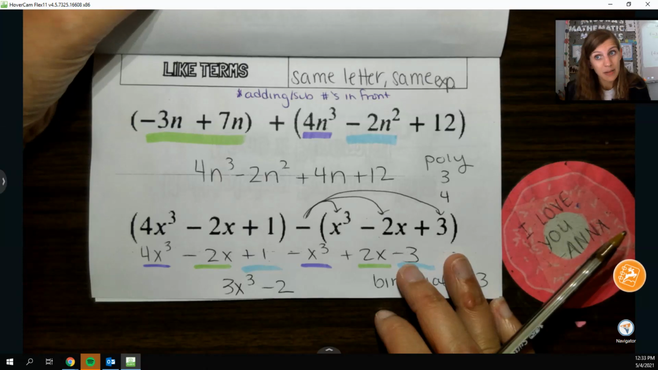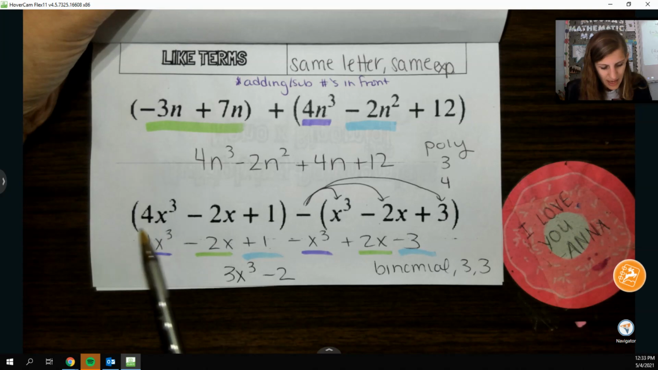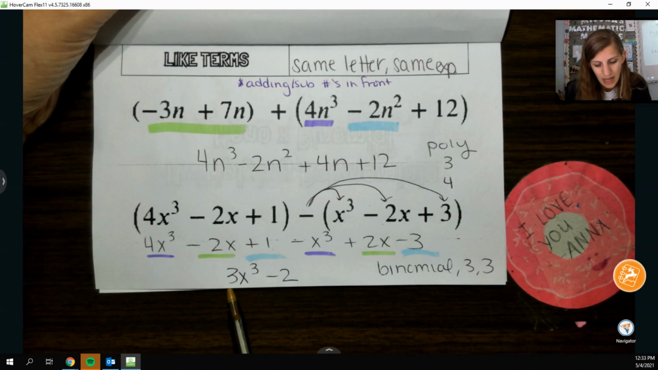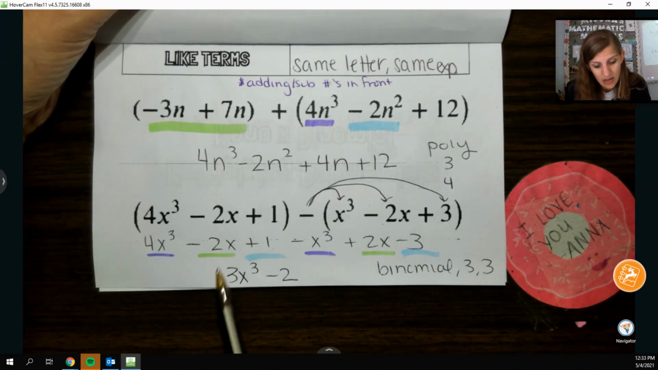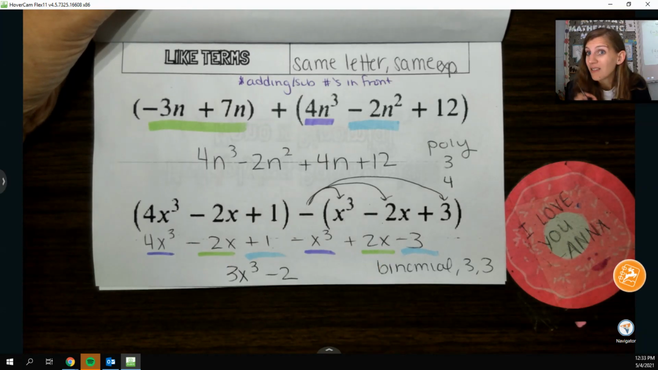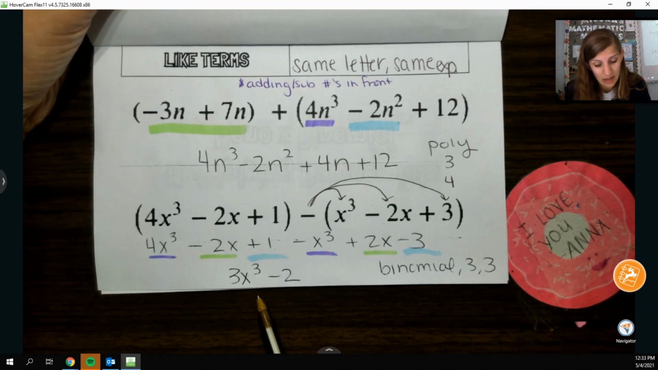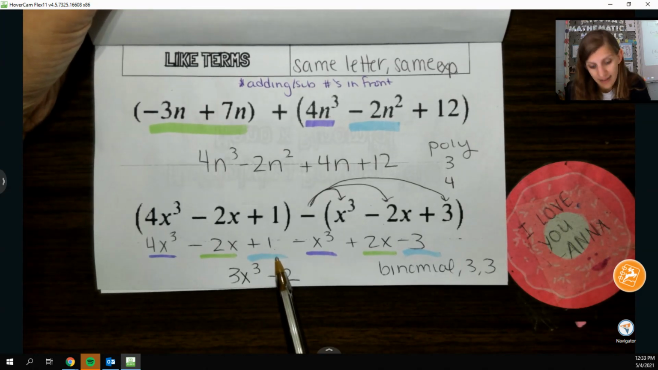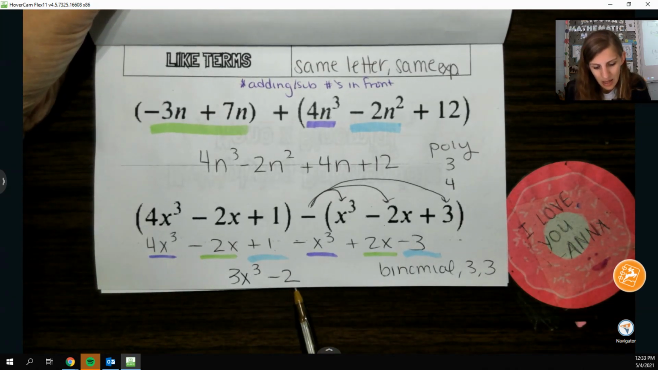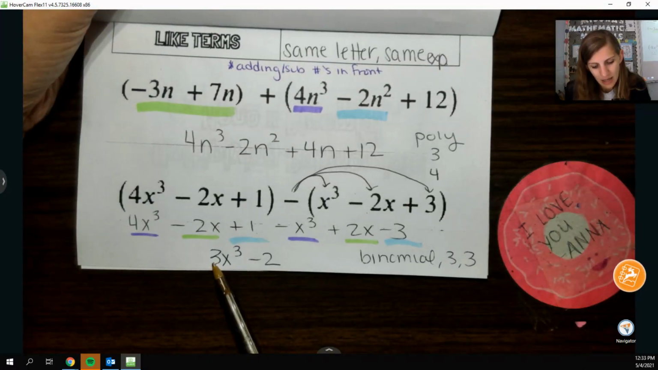So same letter, same exponent. And the biggest one was the x to the 3rds. And there were 4 here and negative 1 there for a total of 3. I didn't see any x squareds. And so then I jumped to the x to the first. And there were negative 2 here and positive 2 there for 0. So I didn't write any x's down because negative 2 and positive 2 is 0. And then I added the non-x's, like the plain old normal numbers. So 1 and negative 3 for negative 2. This would be a binomial with degree 3 and a leading coefficient of 3.